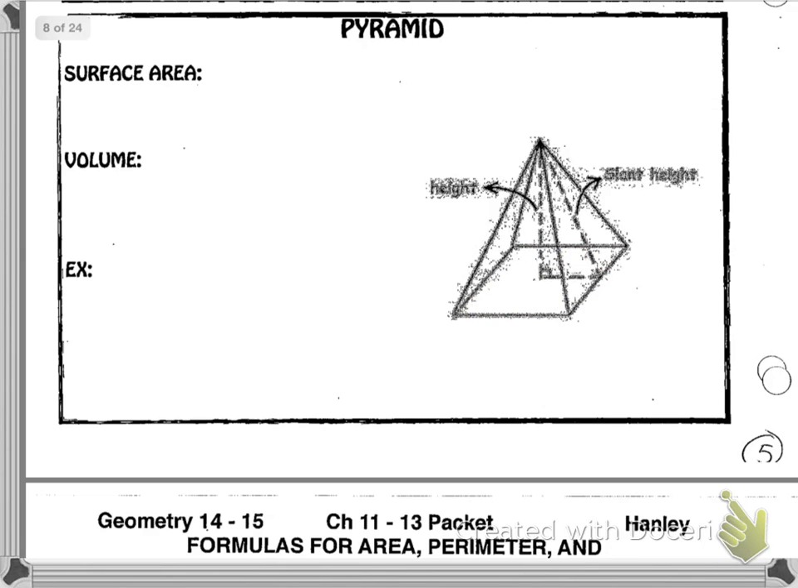So for surface area, we again want to find the area of the base we just talked about. If I tell you this is a square pyramid, meaning all sides congruent, the area of the base would just be the base times itself, or base squared.